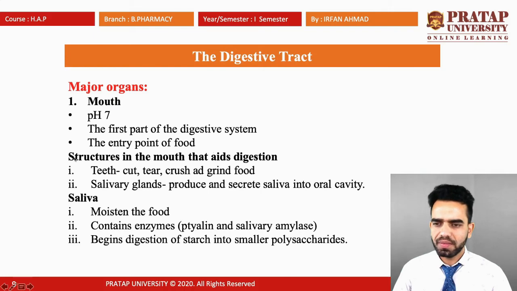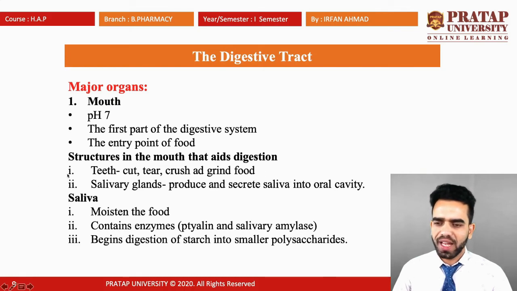The structures in the mouth that help digestion are, like, teeth. There are four types of teeth in our mouth: incisors, canines, premolars, molars. What is their function? Their function is either to cut, tear, crush, or grind the food. The dental formulas are 2123 by 2123, and for children it's 2102 by 2102.